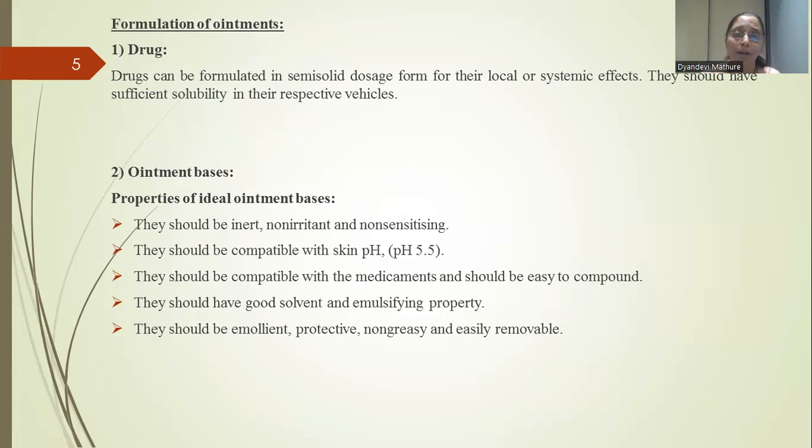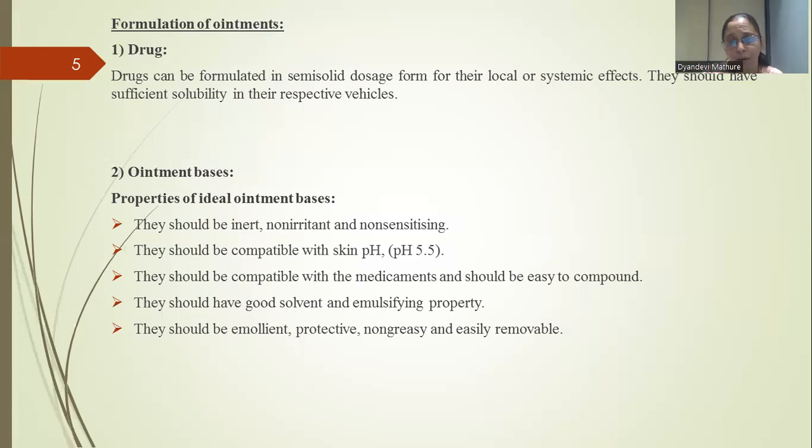Now, the next very important part is formulation of ointment. As you all know, formulation is nothing but what ingredients or excipients, along with the drug, we are using for preparation of any dosage form. So the very first ingredient in the formulation of ointment, like suspension and emulsion, is the drug. So what is drug? Drugs can be formulated in semi-solid dosage form for their local or systemic effect.